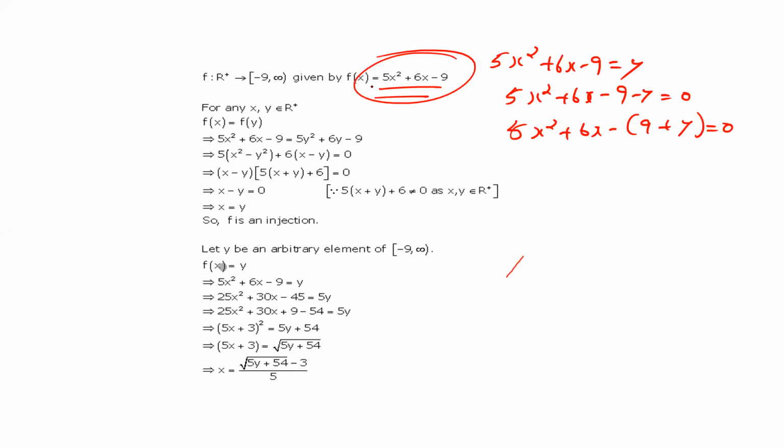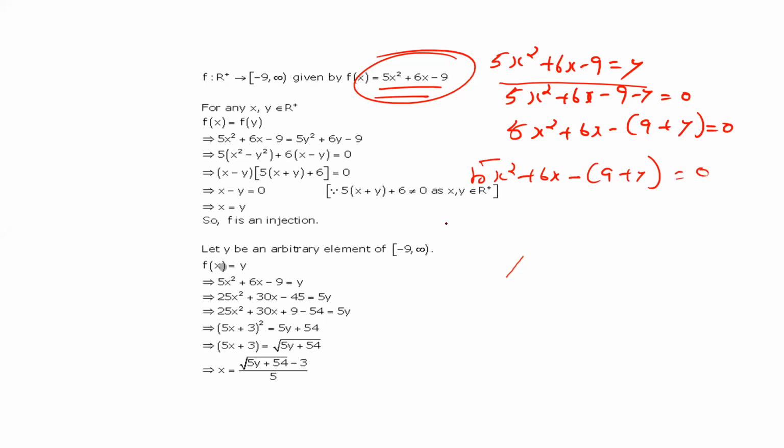Okay. So 5x squared plus 6x minus 9 is equal to y. So 5x squared plus 6x minus 9 minus y is equal to 0.